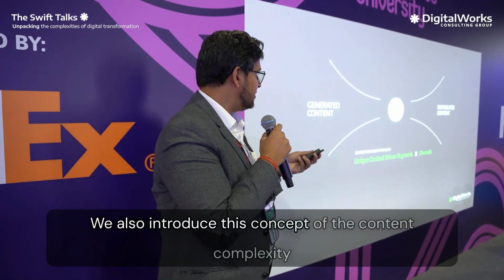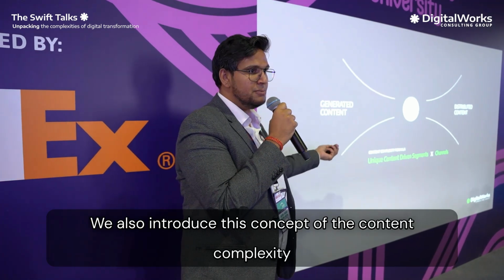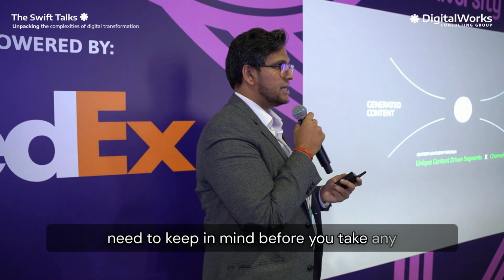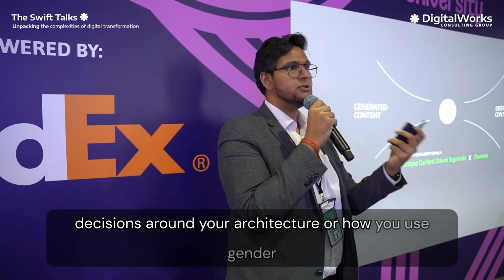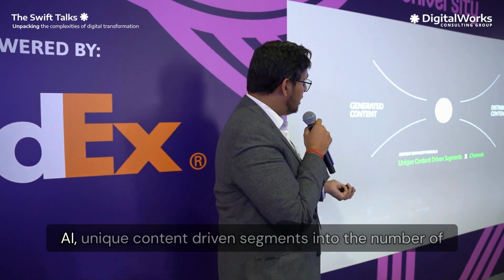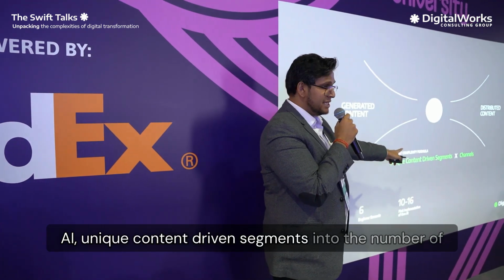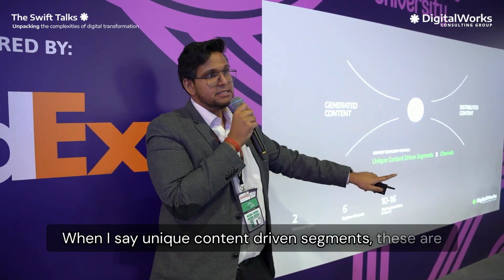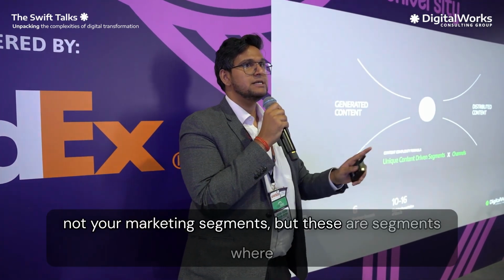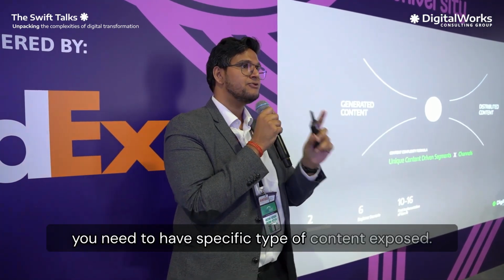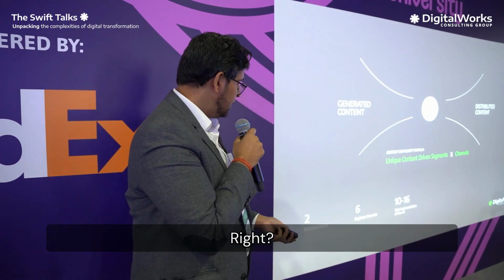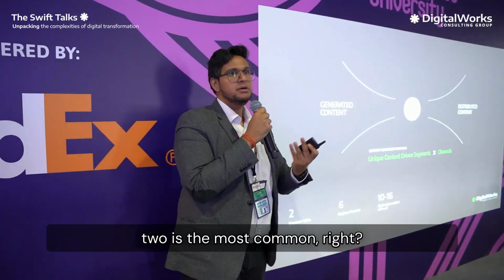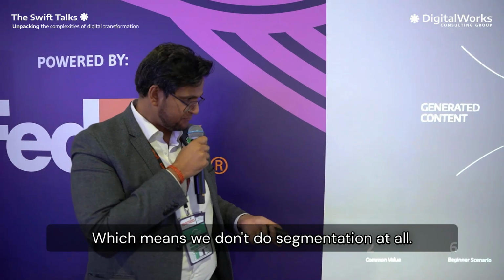We also introduced this concept of the content complexity formula, which is a very important metric that you need to keep in mind before you take any decisions around your architecture or how you use Gen AI: unique content-driven segments times the number of channels that you're exposed on. When I say unique content-driven segments, these are not your marketing segments, but segments where you need to have a specific type of content exposed, right? The most common value that we found is 2, which means there's zero to little segmentation at all.